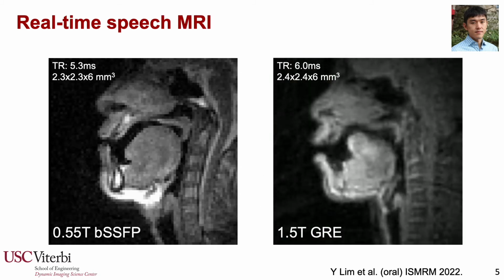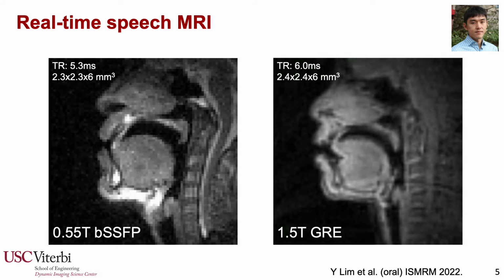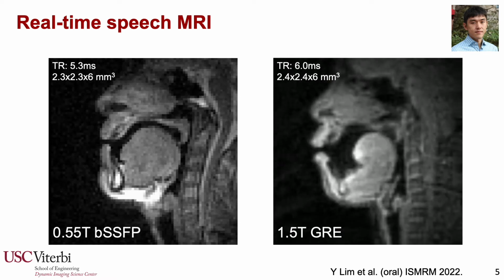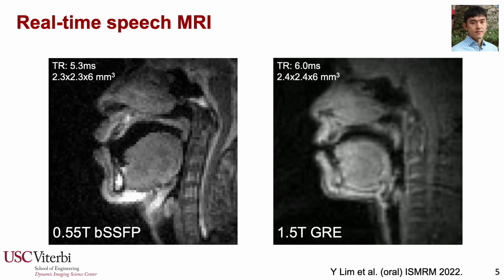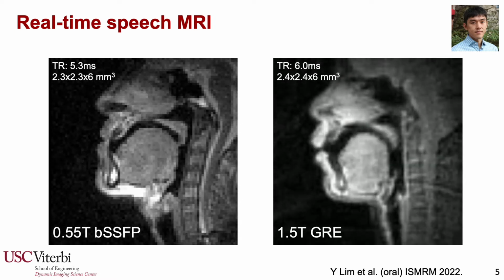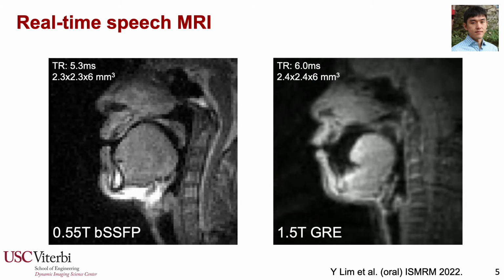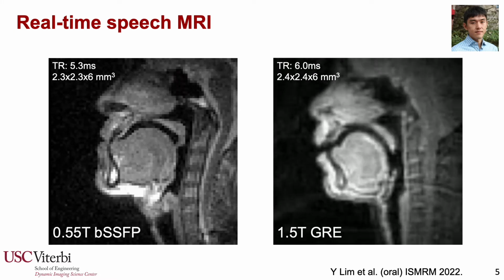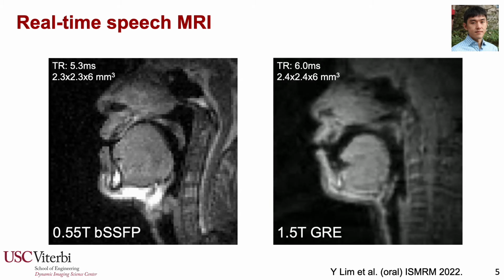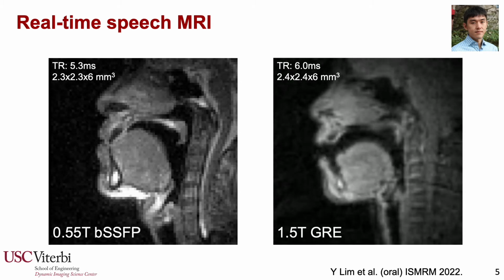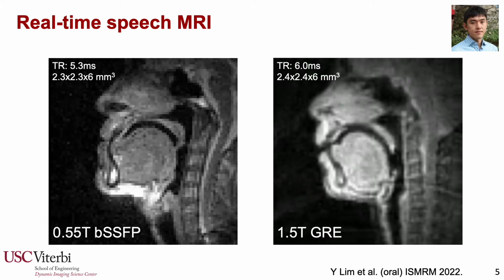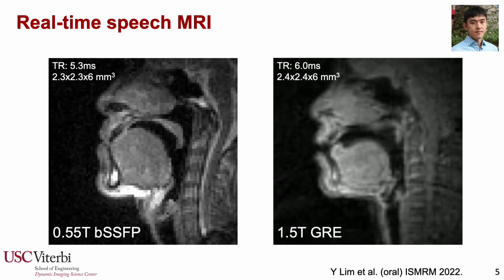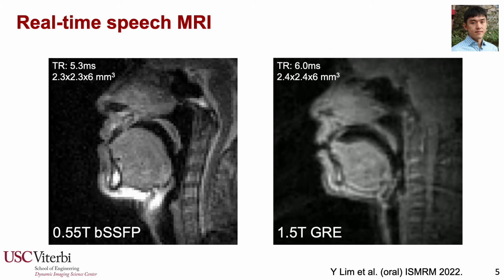Here is a comparison between real-time speech imaging acquired at 0.55 Tesla with a bSSFP sequence and real-time speech imaging acquired at 1.5 Tesla with a GRE contrast. You can clearly see that the images acquired at 0.55 Tesla are much sharper in some of the speech articulators, such as the velum, the tongue tip, or the lips. These images were acquired with relatively similar parameters, but you can appreciate the sharpness of these 0.55 Tesla images.